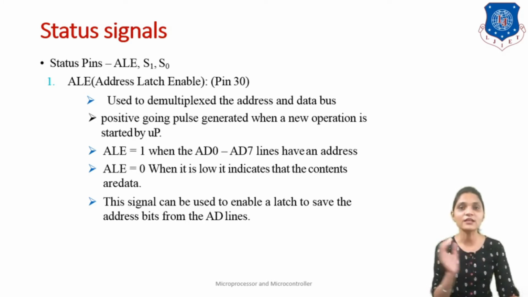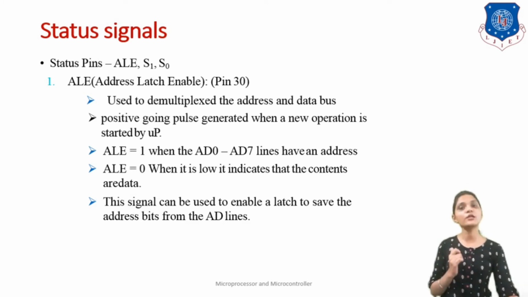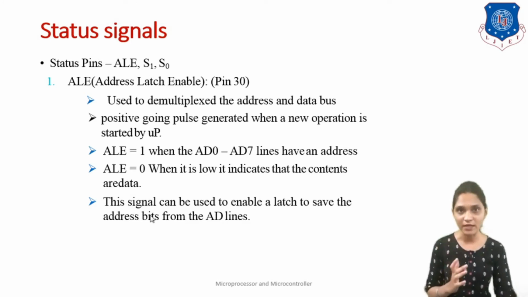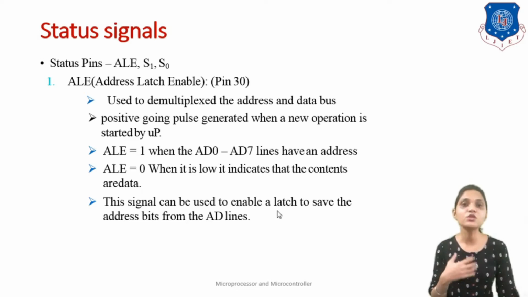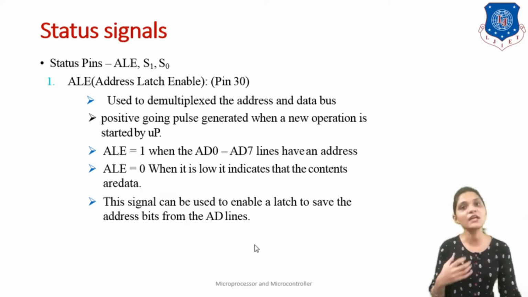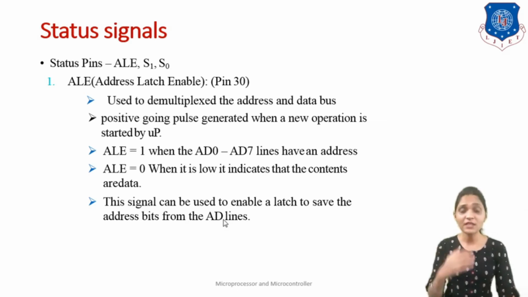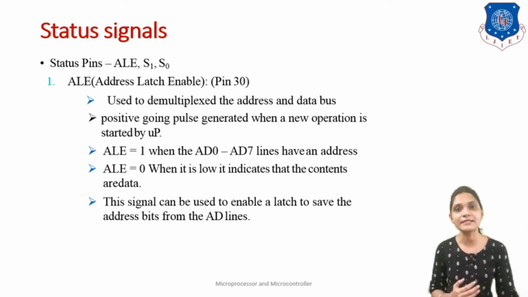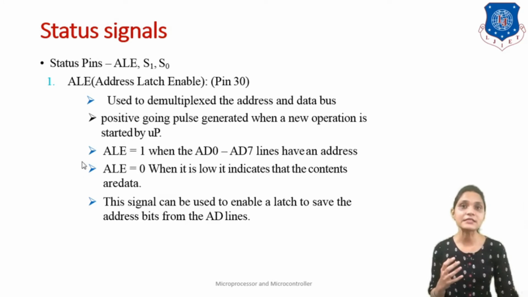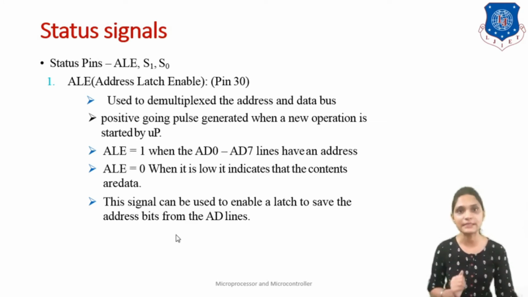Generally this will be 1 at the first clock only. For your instruction cycle, at the first clock only, this ALE pin will be 1, and this signal can be used to enable the latch to save the address bits from the AD lines. We will see how we can demultiplex the AD0 to AD7 lines. At that time we will see this ALE pin is used to enable one latch, and using that latch we can demultiplex the data, or you can say demultiplex the address and data bus.